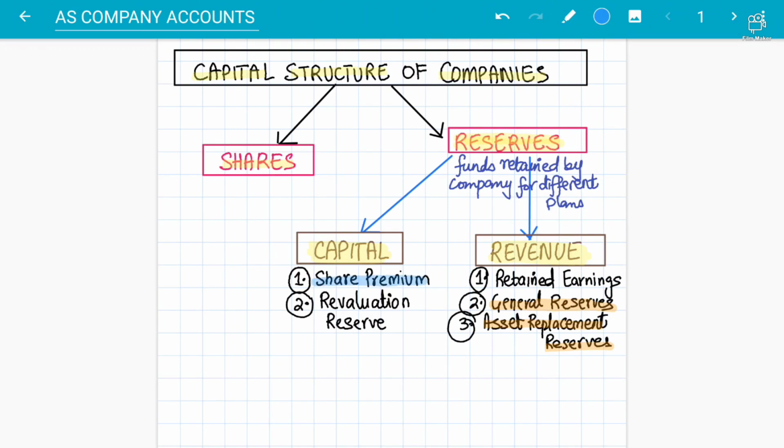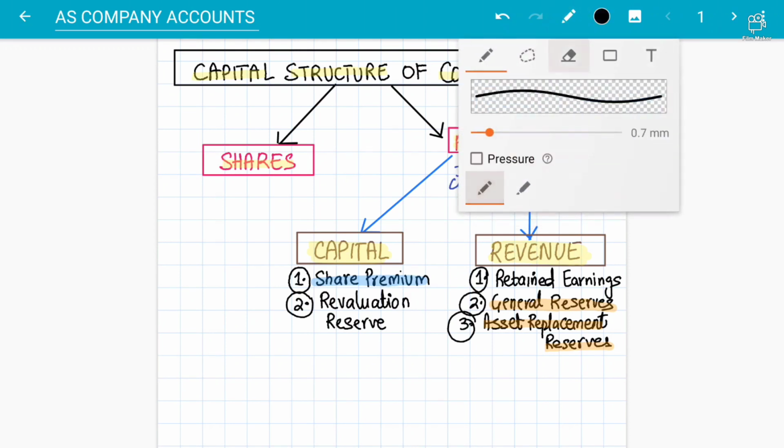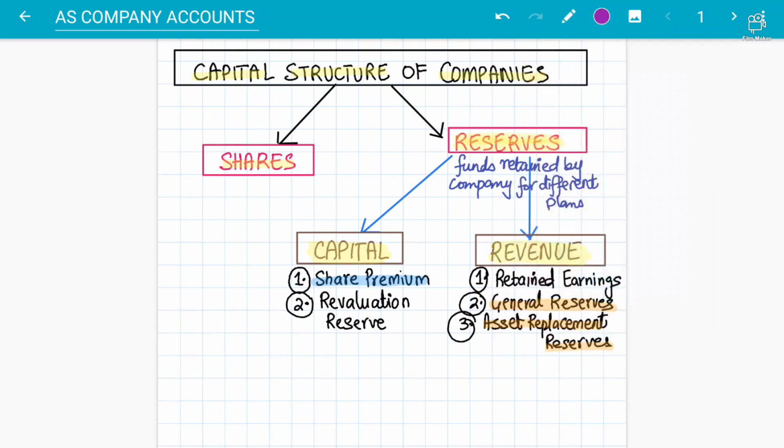Okay, so share premium is basically a capital reserve, and the main definition of a capital reserve is the amount that we generate through non-trading activities. Capital reserves are those generated through non-trading activities, and they consist of share premium, which is basically selling your shares at a higher price than their face value or par value.